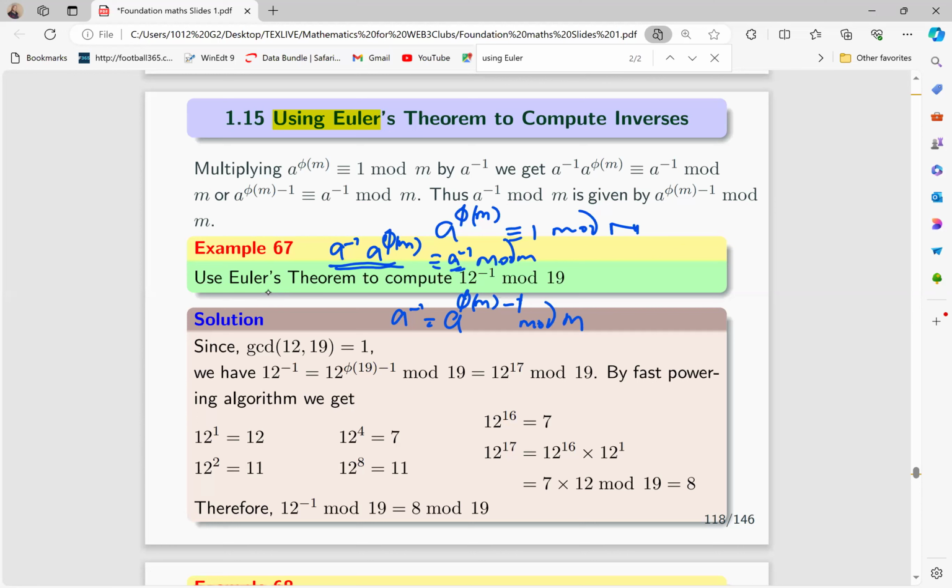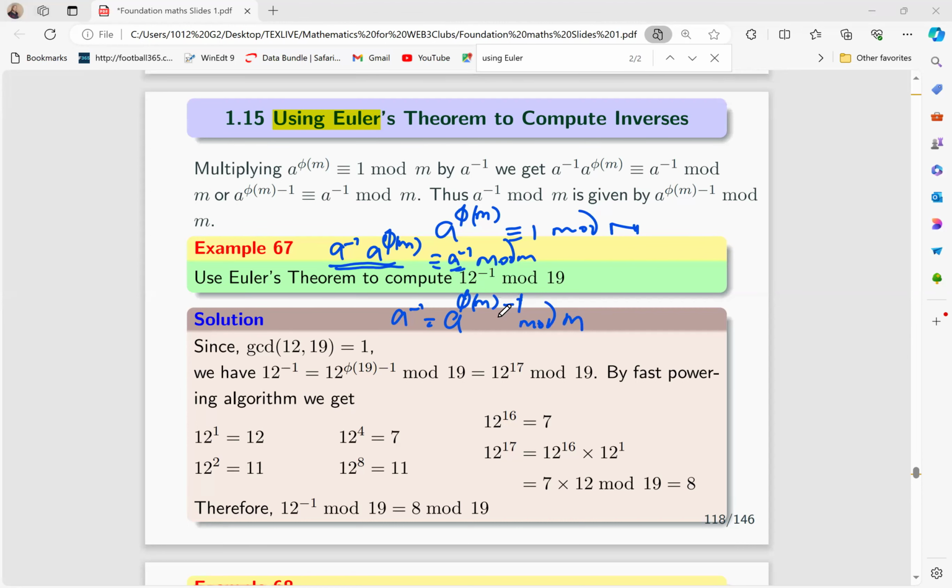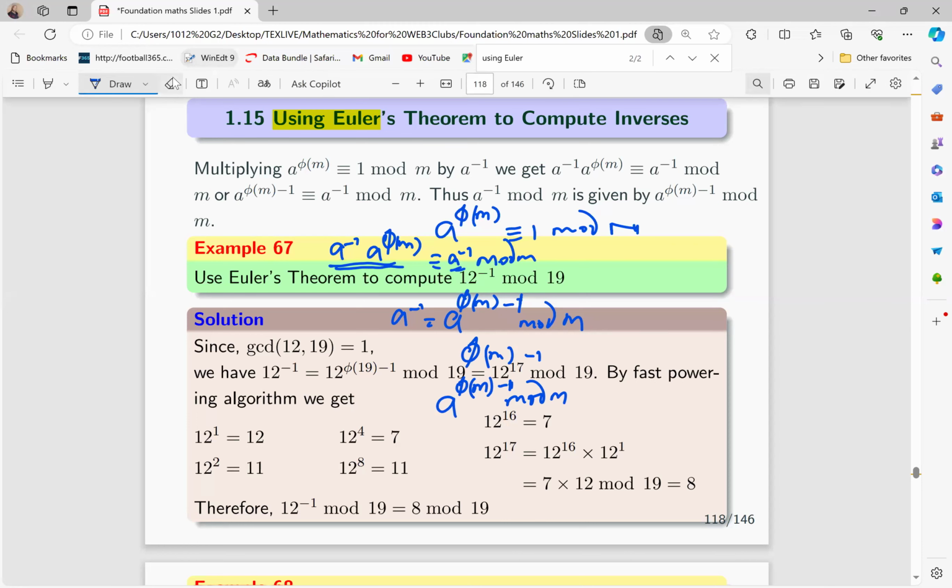That means for you to get the inverse of any number which is relatively prime to m, what you need to do, first of all, is find phi of m. Then subtract 1 from this, and then raise the number to this power, phi of m minus 1. Then you reduce it mod m. That's how we'll be finding inverses.